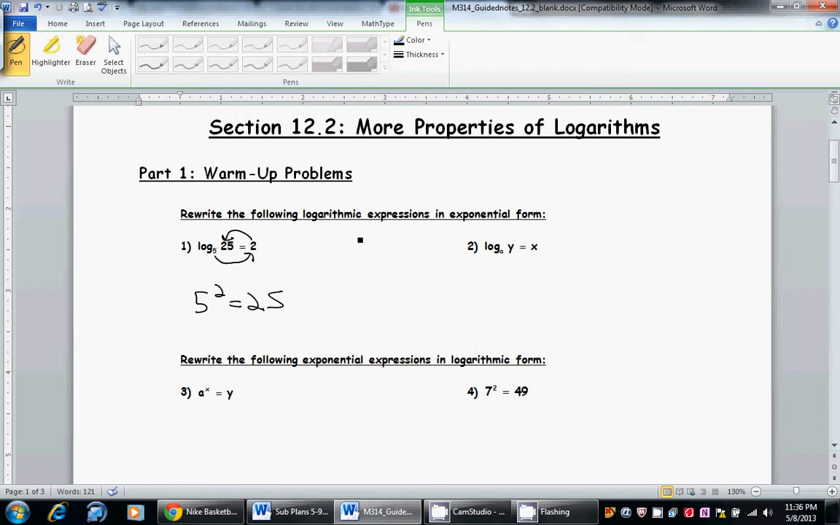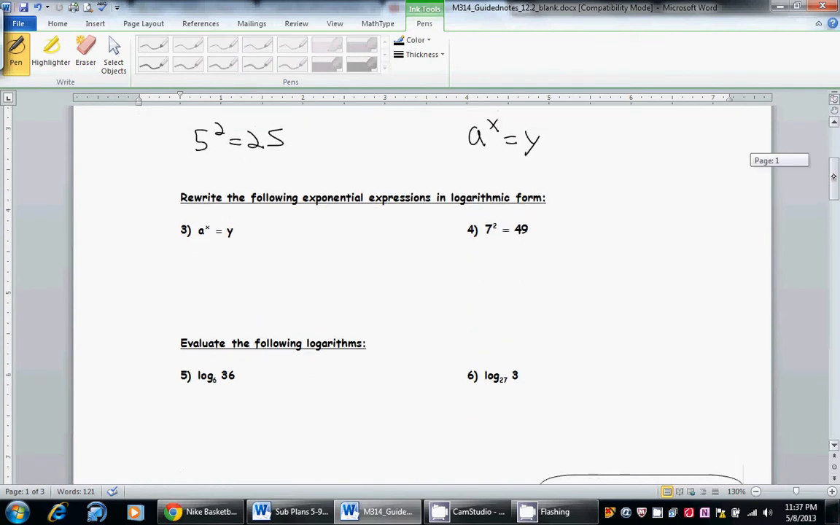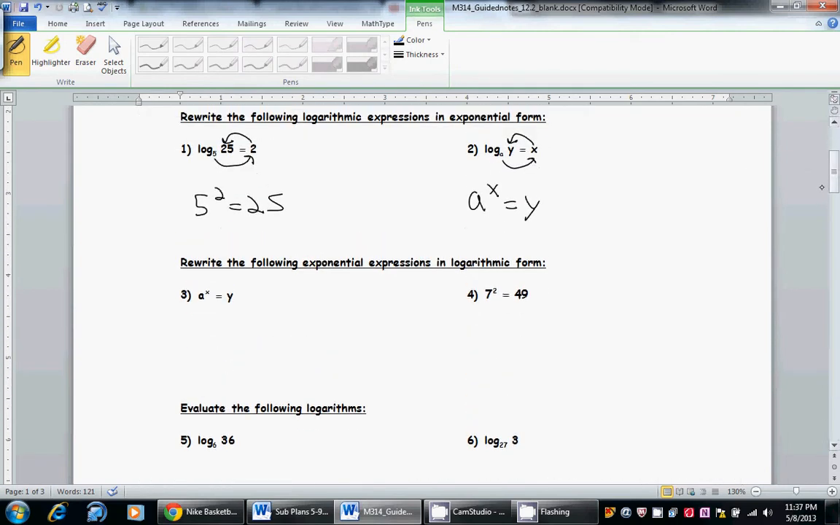Same thing with this next one. Log of y base a equals x. Make your little counterclockwise arrows there. A to the x is going to equal y. Okay? So counterclockwise arrows, those are the key. Alright, I'll leave it up for a little bit.